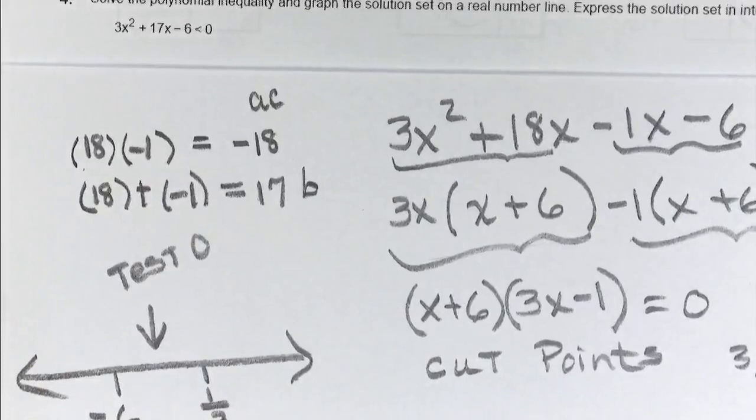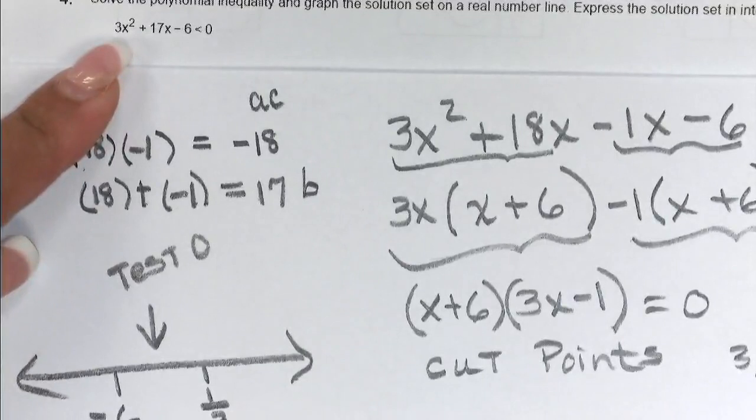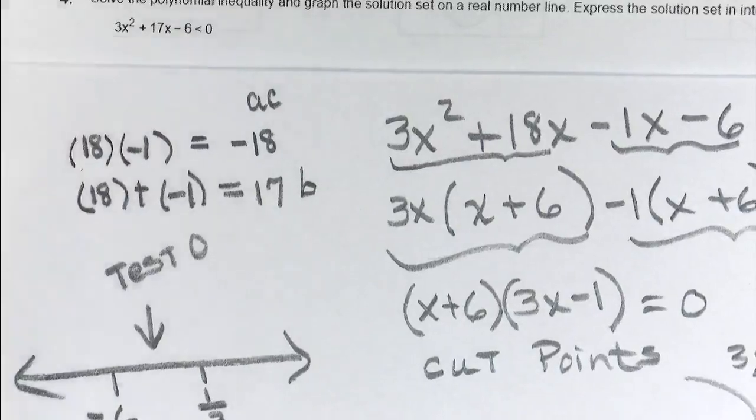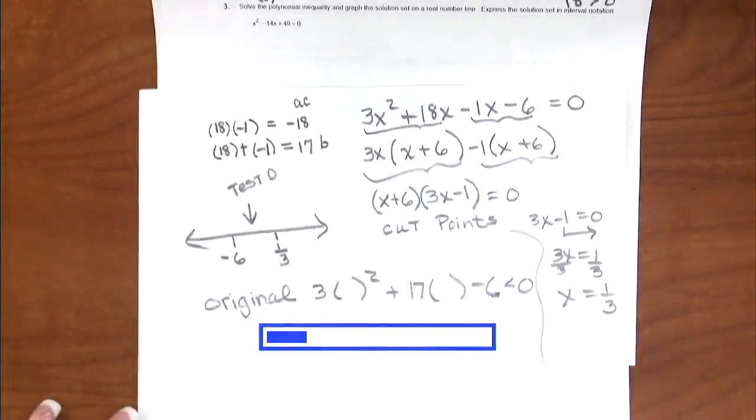Okay, so let's see. What was my original? My original problem was 3x squared plus 17x minus 6. I'm looking for that to be less than 0.